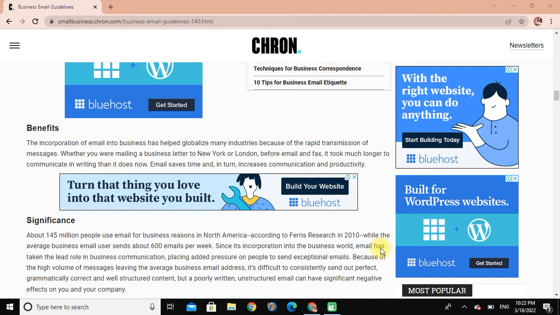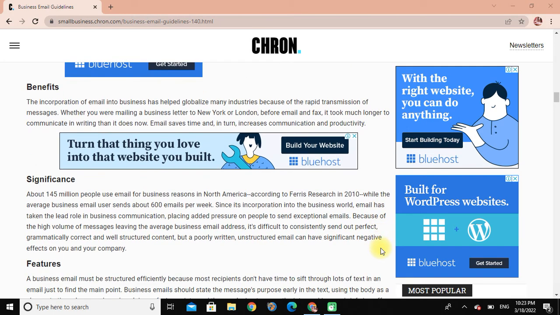Benefits. The incorporation of email into business has helped globalize many industries because of the rapid transmission of messages. Whether you were mailing a business letter to New York or London before email and fax, it took much longer to communicate in writing than it does now. Email saves time and in return increases communication and productivity.